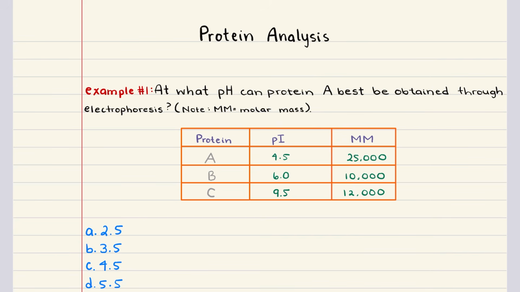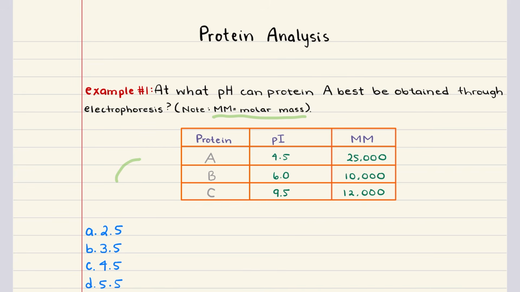Today we're going to tackle a practice problem set that relates to our lecture on non-enzymatic protein function and protein analysis. Let's go ahead and get started with problem number 1. Problem number 1 says, at what pH can protein A best be obtained through electrophoresis? Note that MM means molar mass.